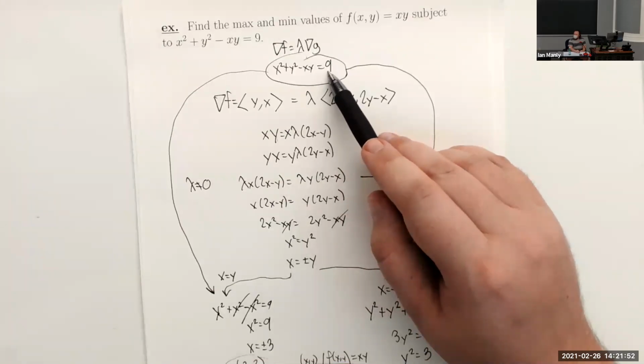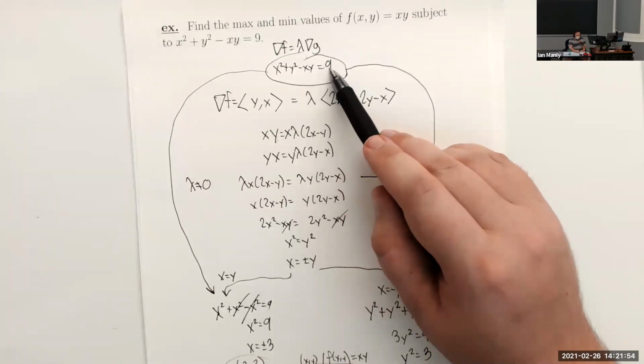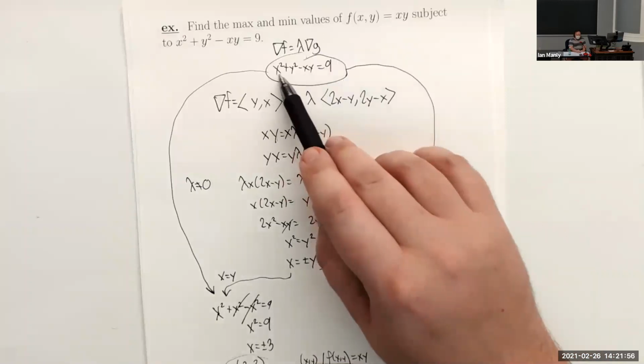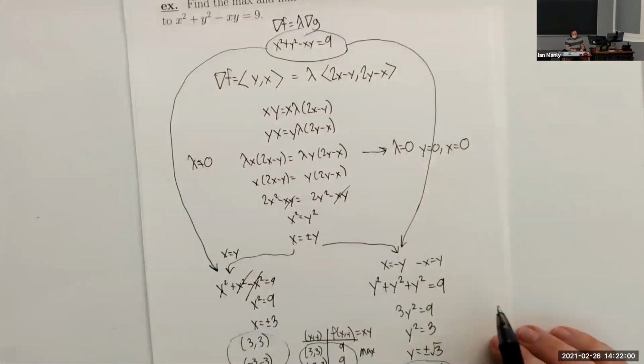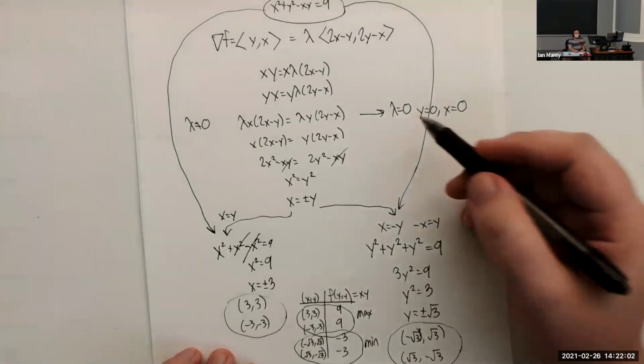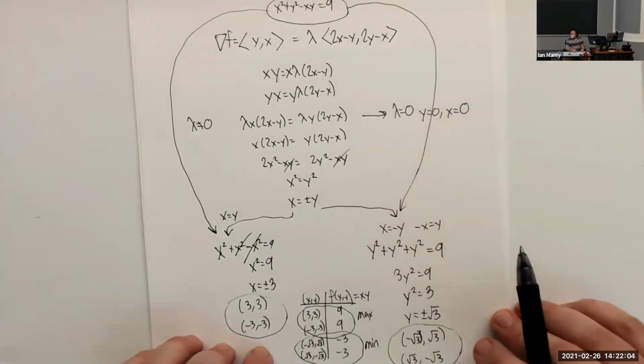Maybe it would be another story if we had a 0 right here, but since this needs to be 9, we can't have both x and y being 0. So that's why I ignored it in this case. But it is good that you were thinking about that, because sometimes that can be relevant.